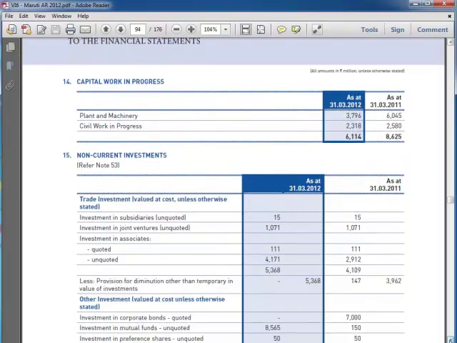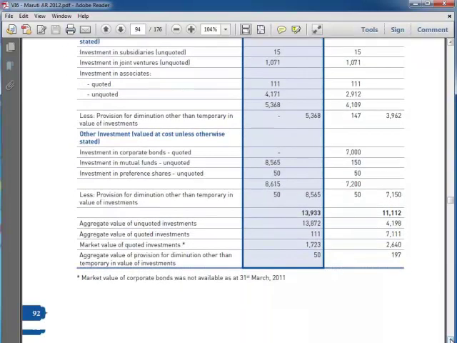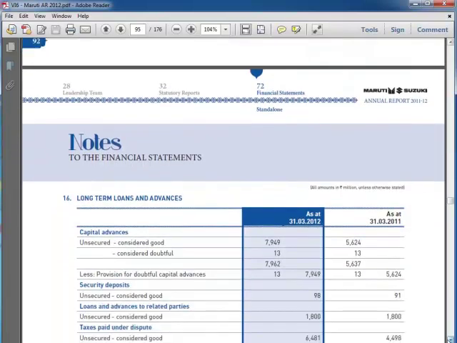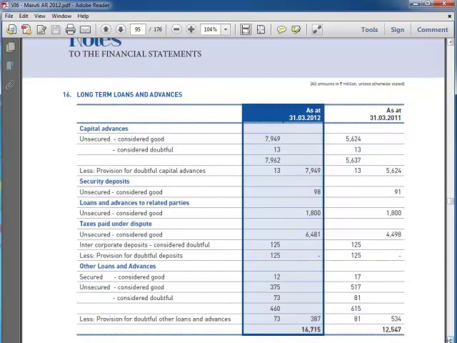Then we have point 14, which is capital work in progress. So this tells us where the capital is currently being used. Then we have point 15, non-current investments. So investments in subsidiaries, joint ventures, etc. And we have also other investments, so investment in corporate bonds, mutual funds, preference shares. Then we have more items about investment valuation. Point 16, we have long-term loans and advances. And again, you can see all the various things that comprise long-term loans and advances.